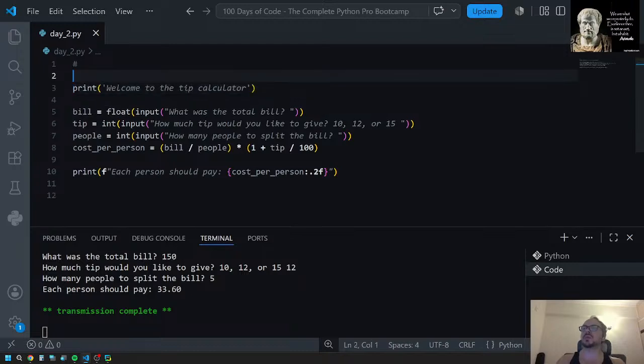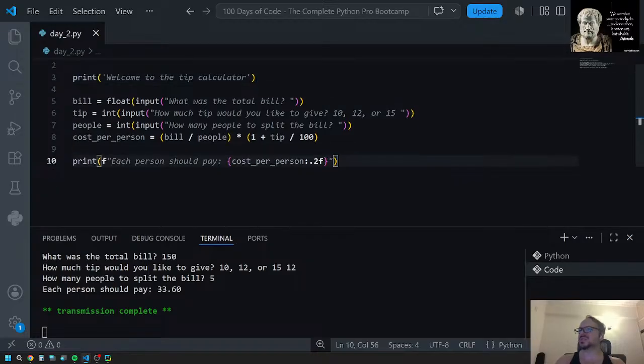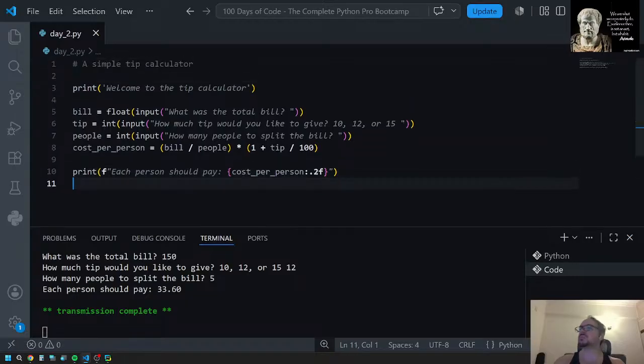We want to be all documenty, a simple tip calculator. And that's it for day 2. Easy project. Let's get rid of this. Doesn't look nice, and leave one blank line. And done.